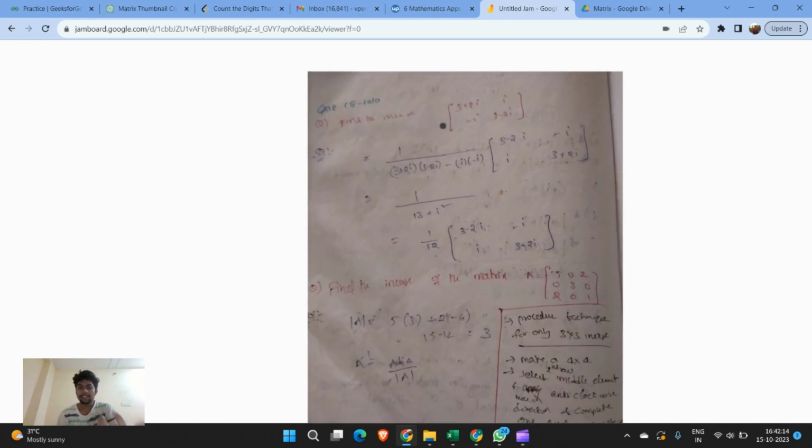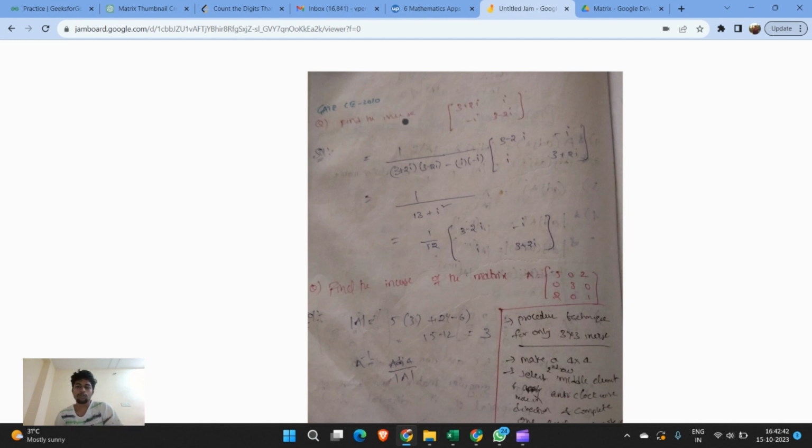So first they'll give you one matrix. They'll ask you to find the inverse of that matrix. So this is the question. What is the formula? A inverse is adjoint A by det A. So then you have to find the adjoint of that matrix, and after that you have to find the determinant of that matrix. Then using this formula you can make the original matrix into the inverse matrix.